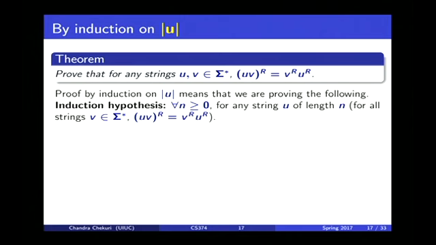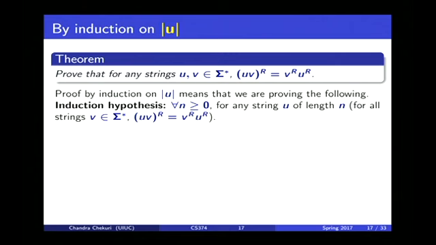I want you to understand that this is what you are proving if you are saying proof by induction on the length of u. You are translating your original problem statement into something which looks like this. One observation is that this itself is a universally quantified statement. There is a for all in that.